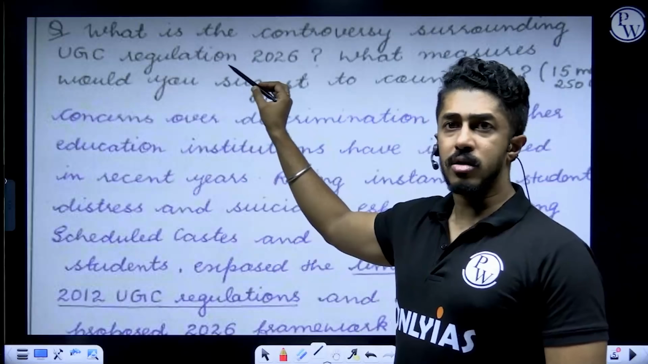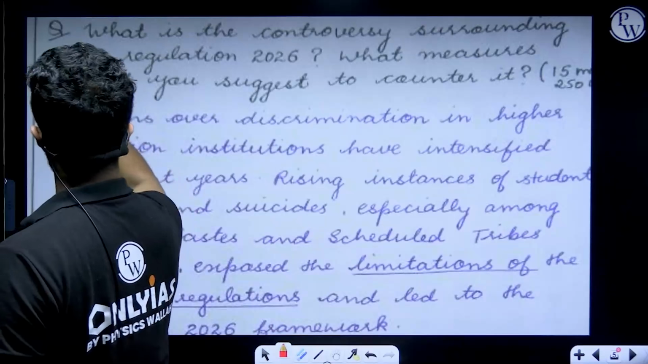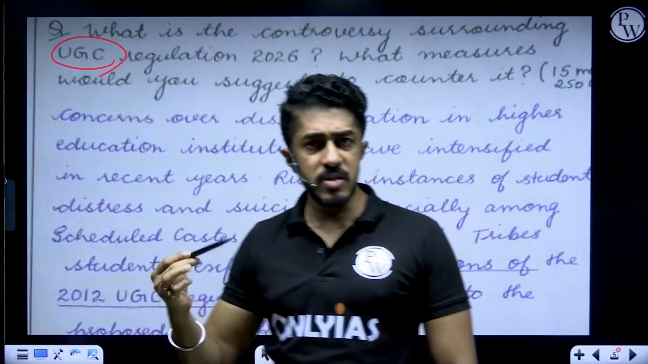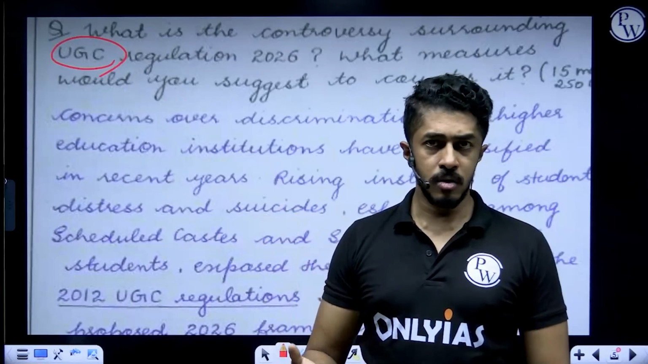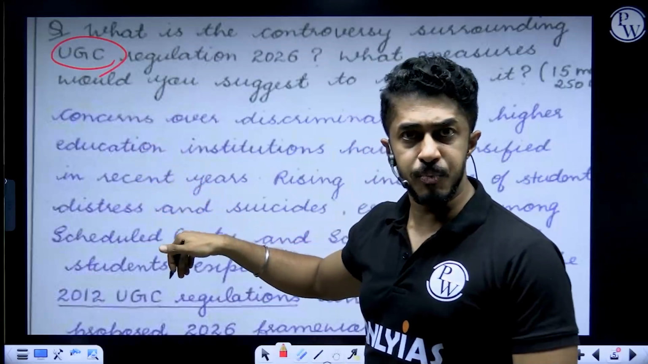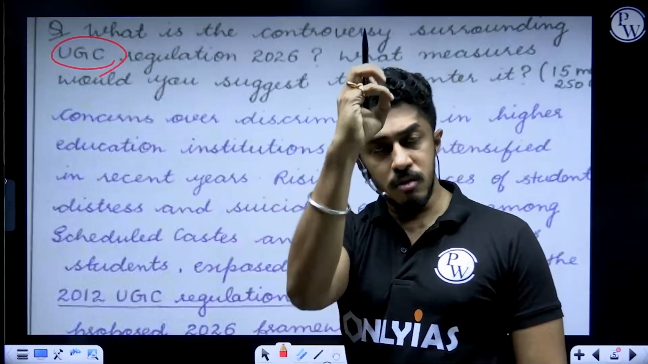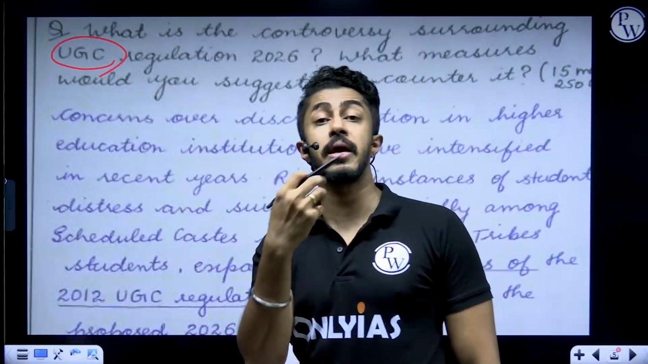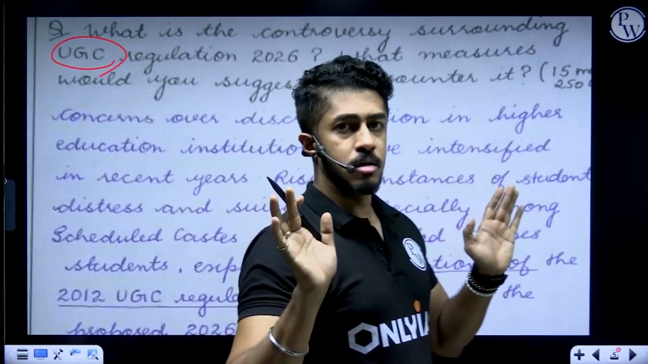So, what is the controversy? First and foremost, what is the minimal thing you should be doing? What do you mean by UGC? University Grants Commission, what is it? One simple intro. Then you go for its regulation part. Then you explain what is in that regulation, which part was the controversial part, why it became controversial, what is the way forward, or currently what is its status. That's it. It's as simple.